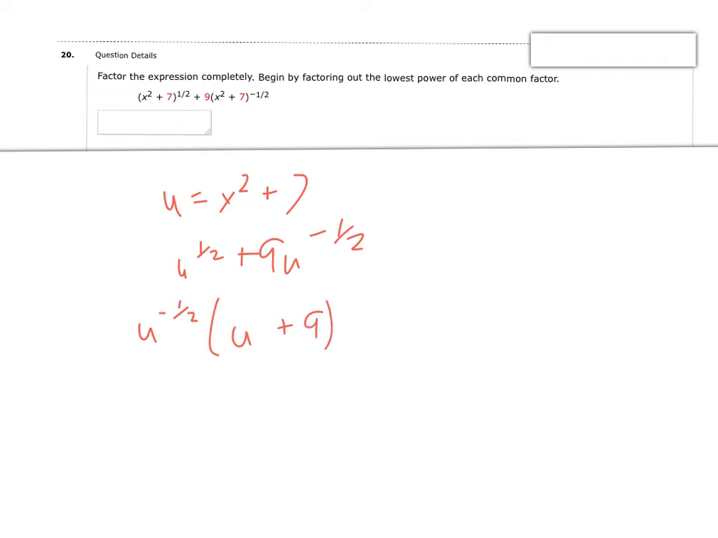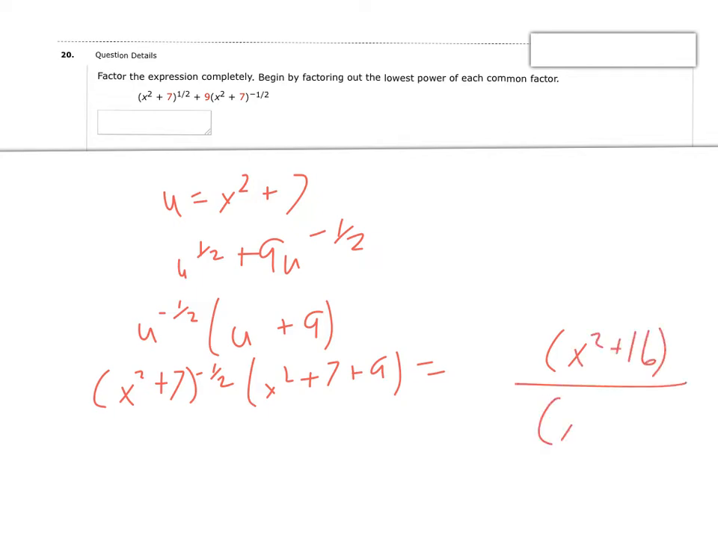No more factoring I see I can do, so I'm just going to call this x squared plus 7 to the negative 1/2. And then we're going to call this x squared plus 7 plus 9. I would definitely combine like terms in this parentheses, so it'd be x squared plus 16. And I would probably drop this down to the bottom and make it x squared plus 7 to the positive 1/2 now.